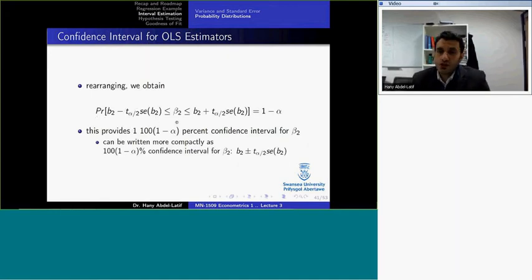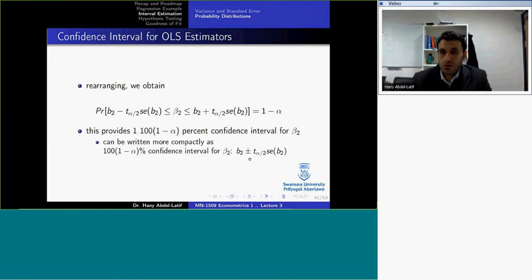This gives us the formula where beta 2 is the true value, the value that comes from the population. Now we have two values around it: this is the lower bound and this is the upper bound. Notice that these two are exactly the same, except one is negative and the other is positive. And of course, this probability will be 1 minus alpha. Alpha is 5%, so I'm looking at the 95% confidence interval for beta 2.